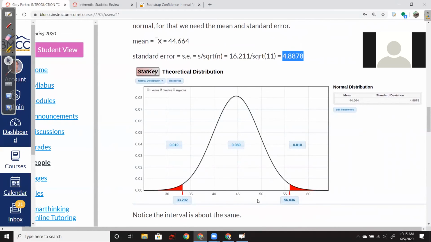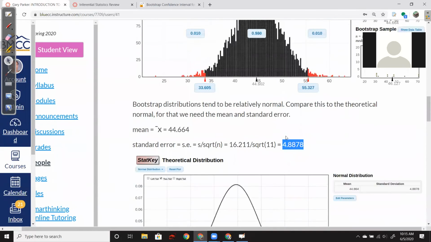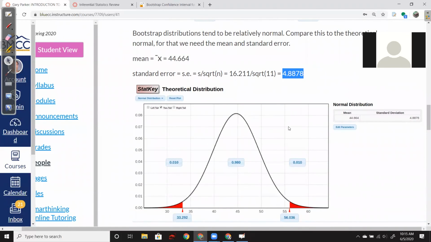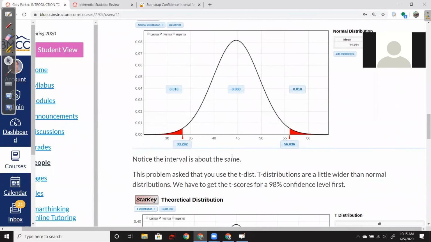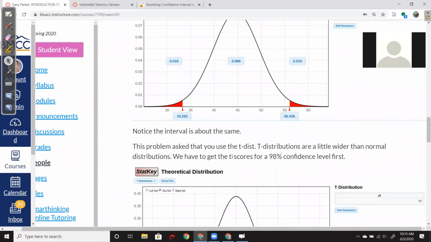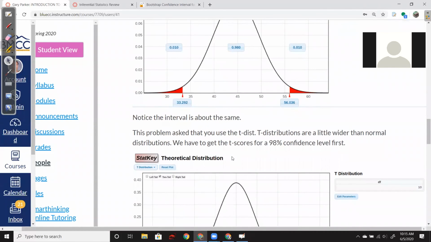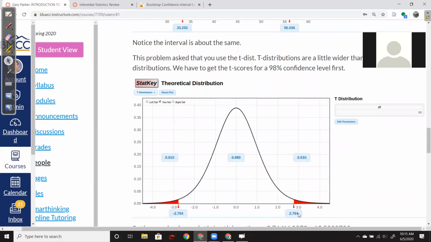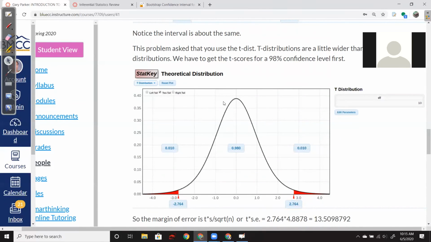Now here I use the theoretical normal, so I'm still doing the problem wrong. Notice it's about 33 to 56 this time, which is close to what the bootstrap one was. But I'm still approaching it incorrectly because I'm using a normal instead of a t. So finally I say, okay, I better use a t now. To use a t-distribution, you can't get the lower and upper bounds directly. You first have to find the t-score. And we did this in a spreadsheet in the last few days in the recordings. But here I'm doing it in StatKey.